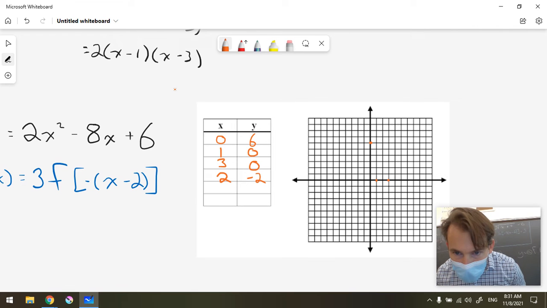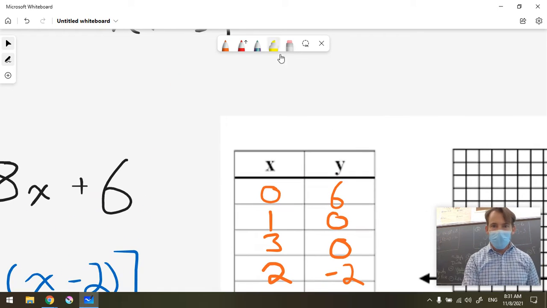And so I can plot that point. There. Now I have everything I need to make a nice sketch of this parabola.